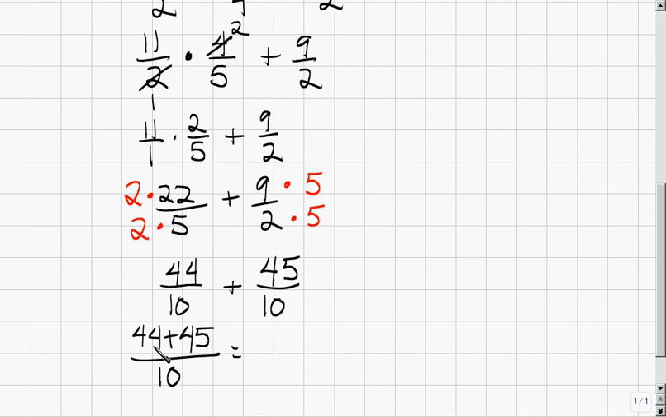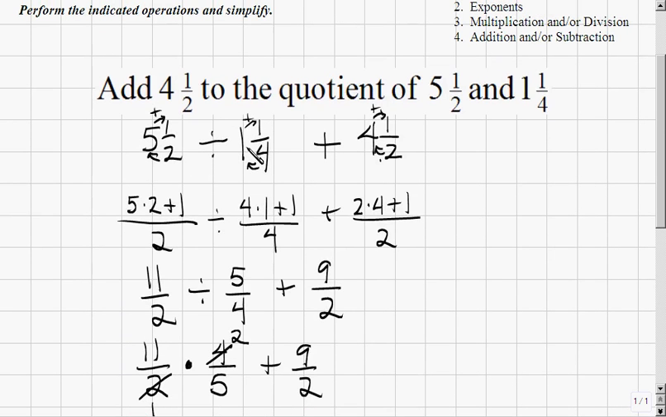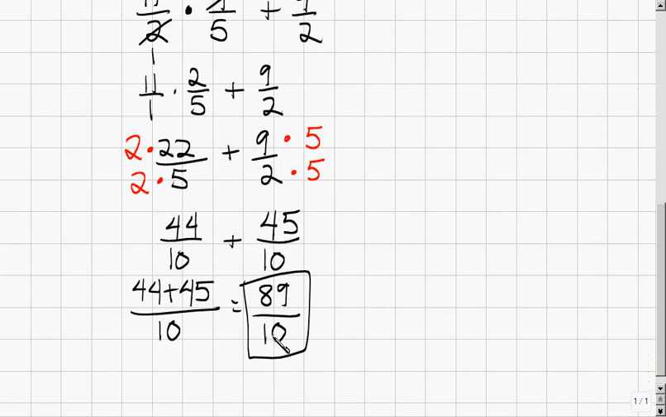Certainly, 44 plus 45 now becomes 89 over 10. And as an improper fraction, that could be our answer. However, we realized that the original problem had mixed numbers in it, so maybe we should also write our answer as a mixed number. To do that, 10 divides into 89 8 whole times, with a remainder of 9 left over out of what we were dividing by, which was 10. So as a mixed number, our answer is 8 9/10.